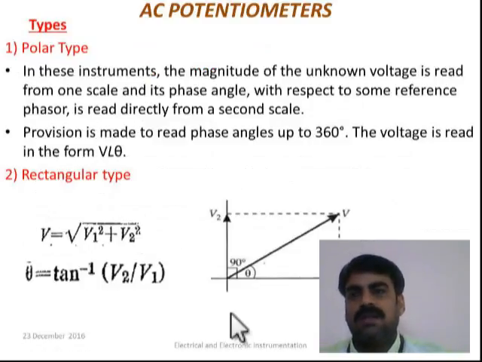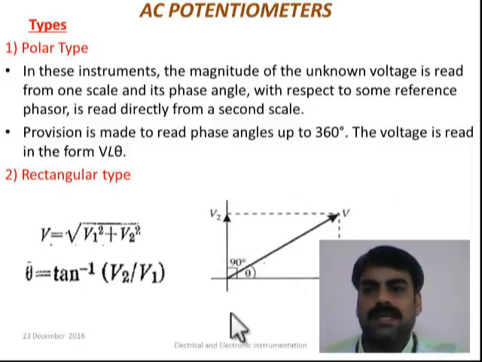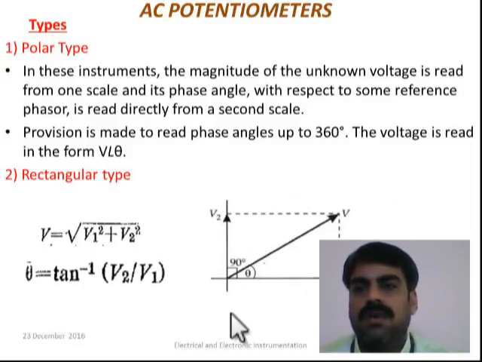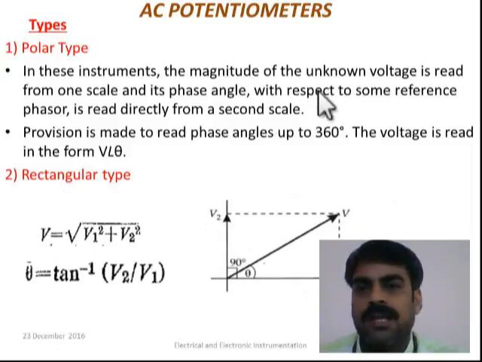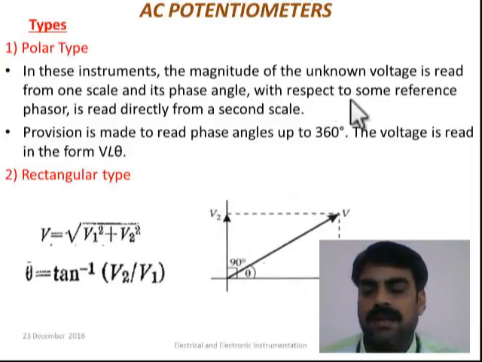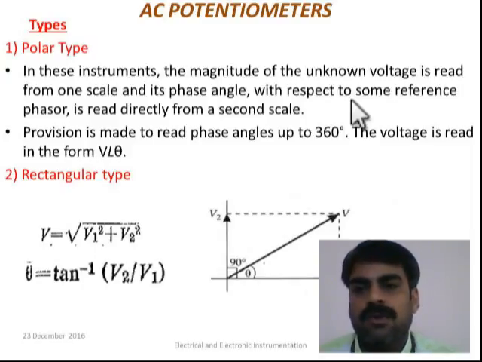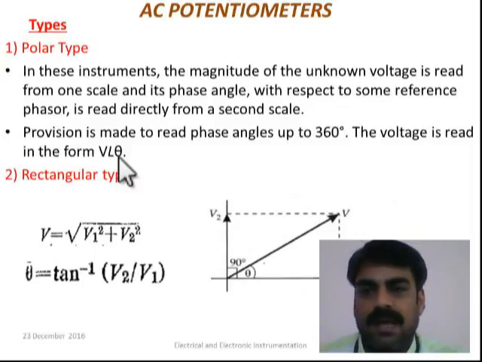Let us see what the two types of AC potentiometer are. One is the polar type, another is the rectangular type. In the polar type, there will be two dials. From one dial, we can directly read the magnitude of the unknown EMF, that is V. From another dial, we can directly read the phase of that unknown EMF. That is the polar type.